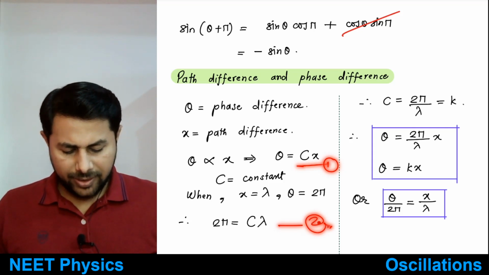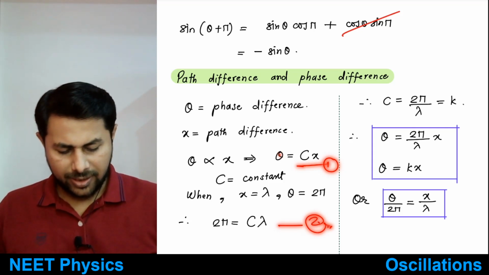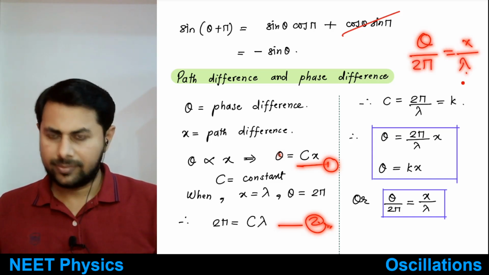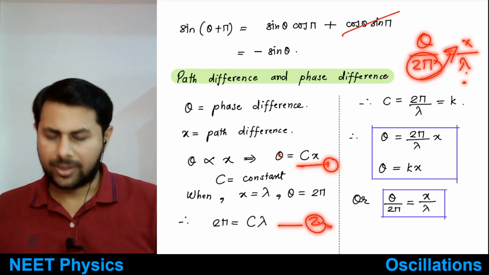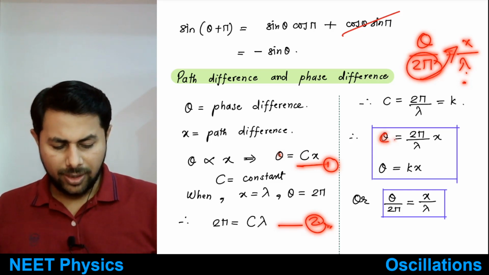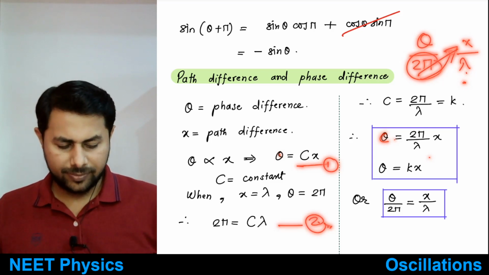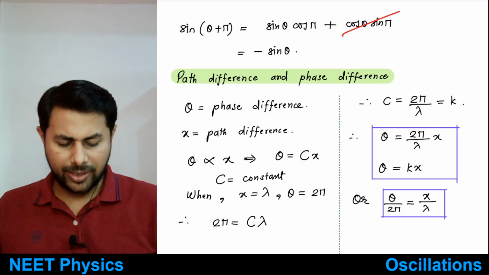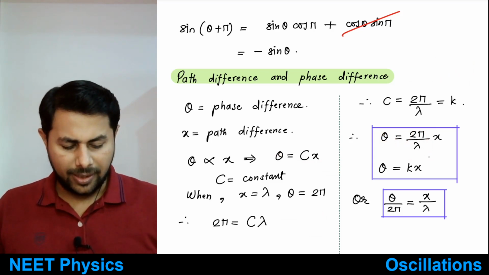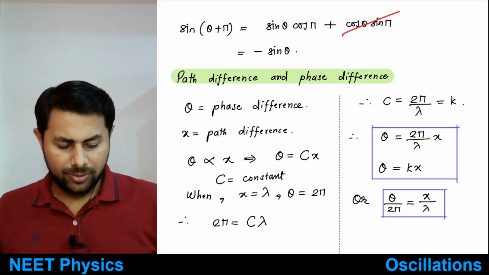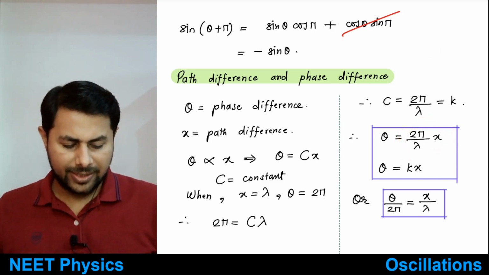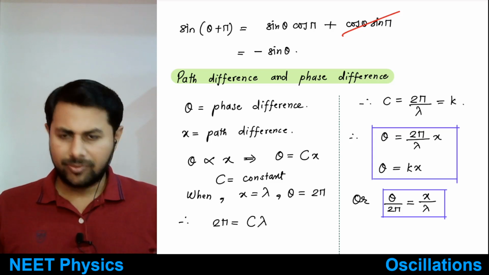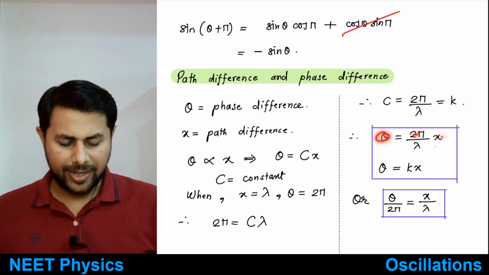If you divide first by second, then you will get theta upon 2 pi is equal to x by lambda, right? And you can move that 2 pi to the other side, then you get theta is equal to 2 pi x by lambda. And you know what 2 pi by lambda is? It is the wave number, k. So if path difference is x and phase difference is theta, what's the relation between them? Theta is equal to 2 pi x by lambda.